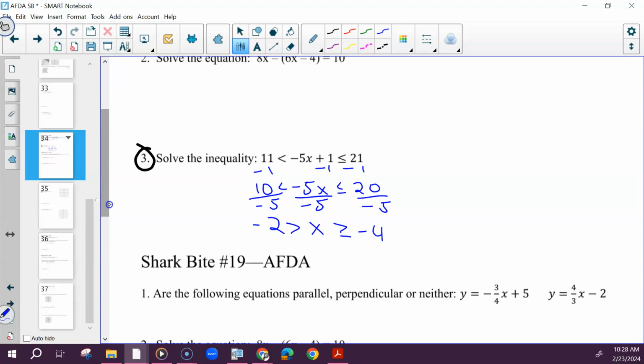But with our compound inequalities, these always have to be less than or equal to, and it has to be least to greatest, so we have to take the whole thing and flip it. So negative 4 is less than or equal to x, which is less than negative 2, would be your final answer. Questions on that one?